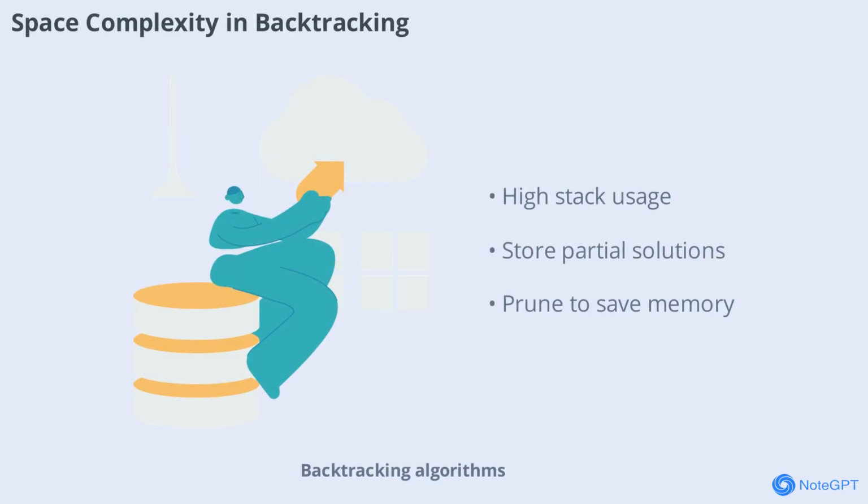Backtracking algorithms, such as those used for solving puzzles or combinatorial problems, can have high space complexity due to the recursion stack and storage of partial solutions. Efficient pruning and careful management of state can help reduce memory usage in these algorithms.